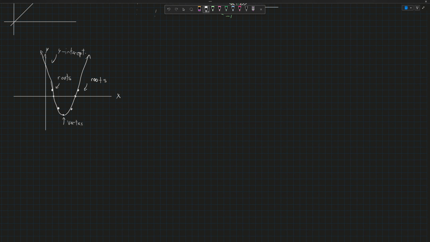But the general form of a parabola, or a quadratic function as they're called, because you're multiplying by itself, is f of x equals ax squared plus bx plus c. And what's really interesting is that this is a constant, this is a constant, and of course this is a constant.